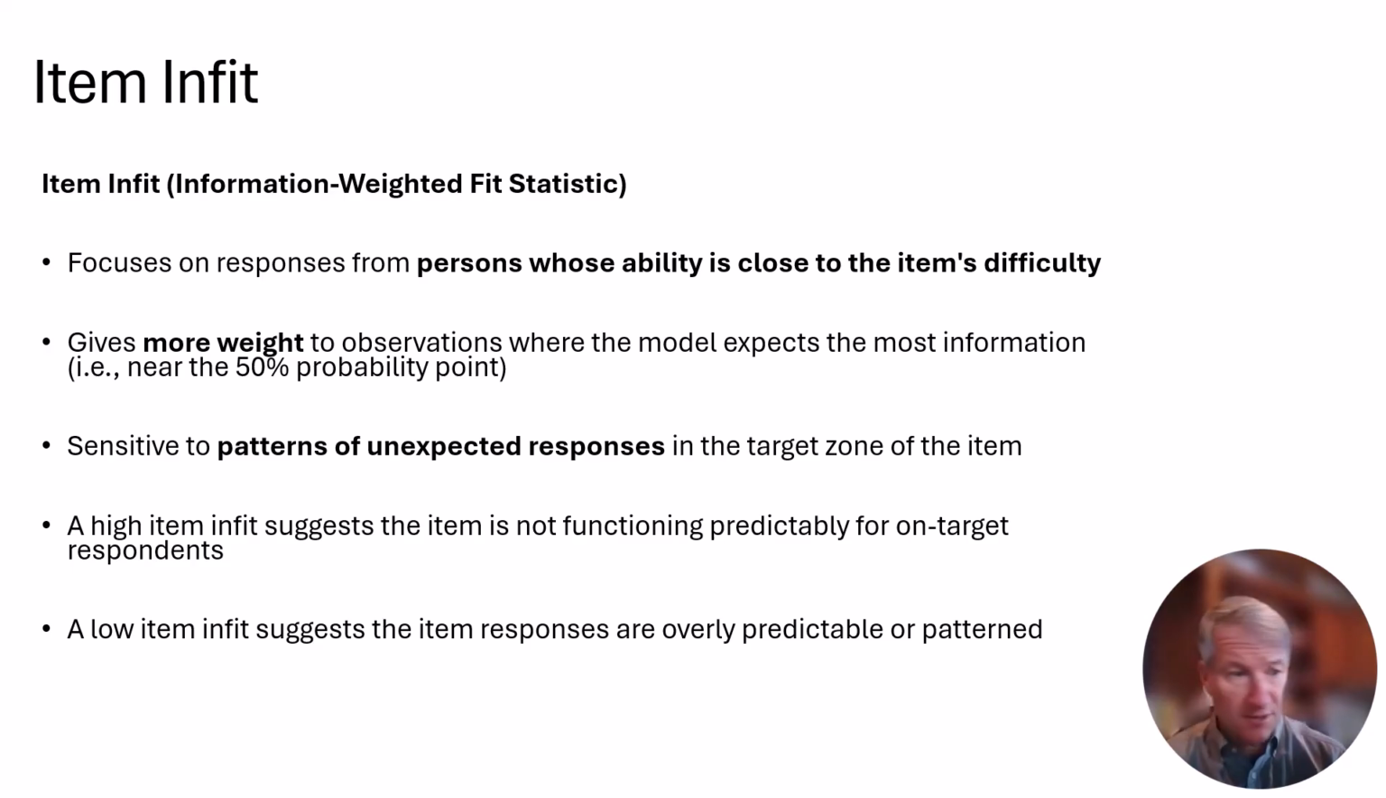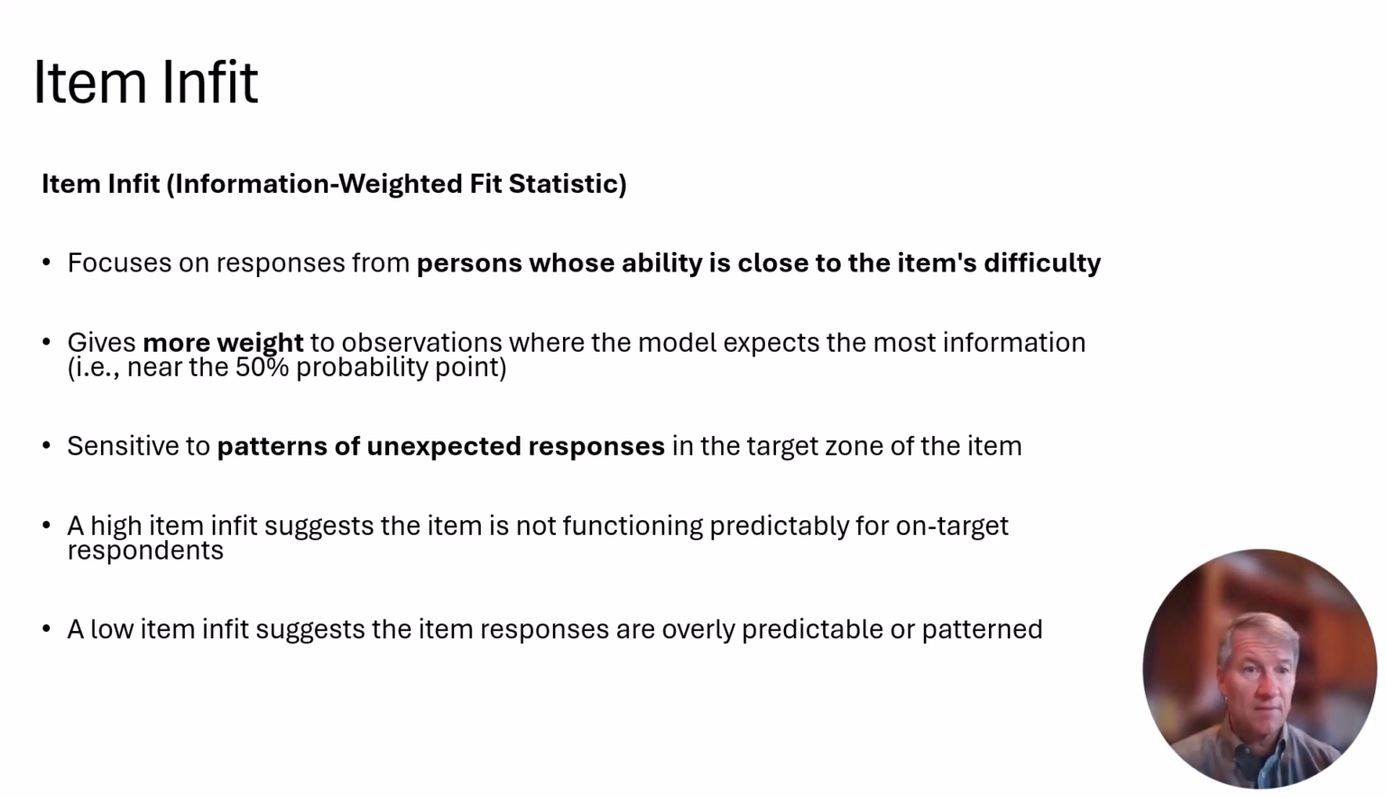After running a Rasch analysis, one of the first things that we look at is the performance of the individual items. And one metric for looking at individual items is item INFIT, which stands for Information Weighted Fit Statistic. This fit statistic focuses on responses for people whose ability is very close to the specific item's difficulty. And the INFIT measure gives more weight to observations where the model expects most of the information. So that's right around the 50% probability point of a correct response. So it's very sensitive to patterns in unexpected responses in the target zone.